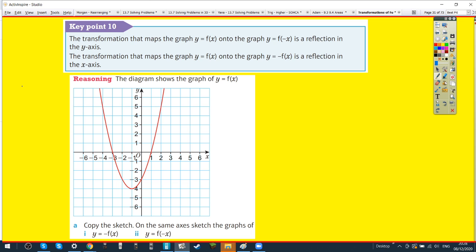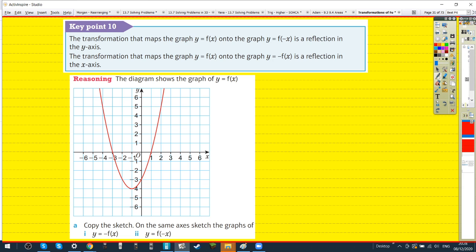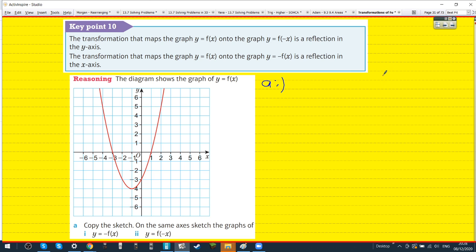How would you describe the transformation? Describe the transformation A part 1. So is it a reflection in the y-axis? So what would be this coordinate, this point minus 1, minus 4, after this transformation?